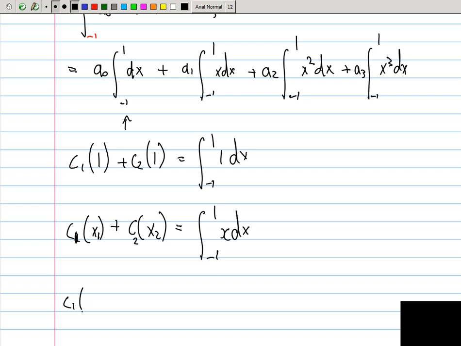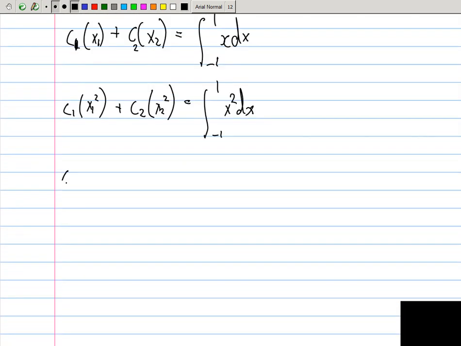And so we can continue this up to x1 squared for each of these options that we have. Squared, and we land up with -1 to 1 x squared dx. And our final one, if we're going to look at the x cubed over here, we can then write that one out. c1 x1 cubed plus c2 x2 cubed equals integral -1 to 1 x cubed dx.